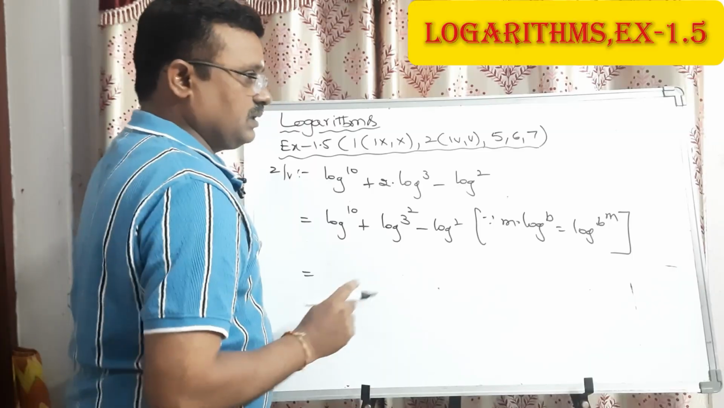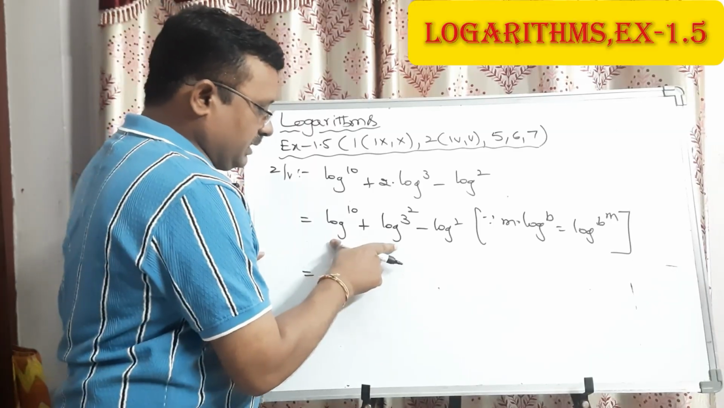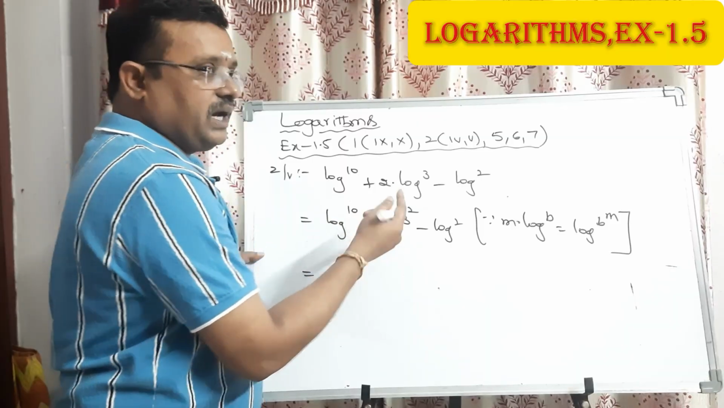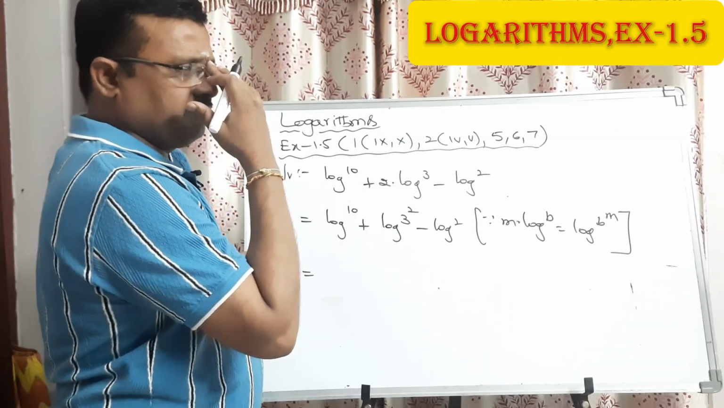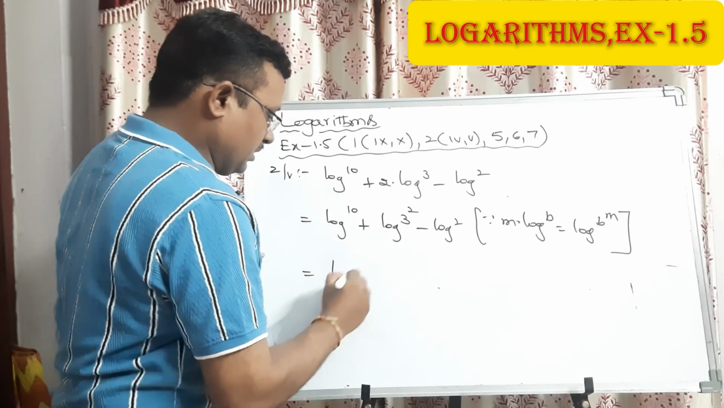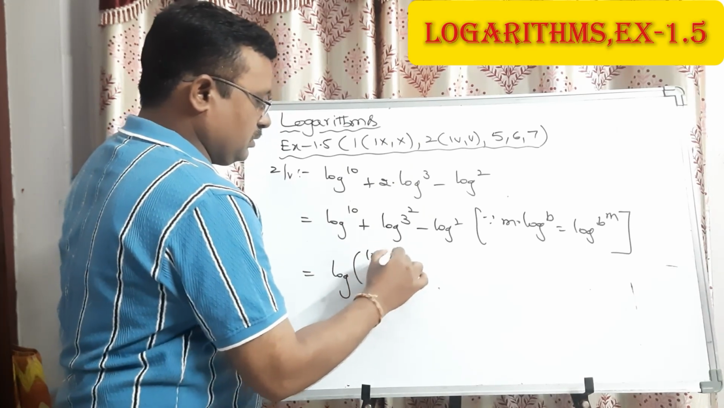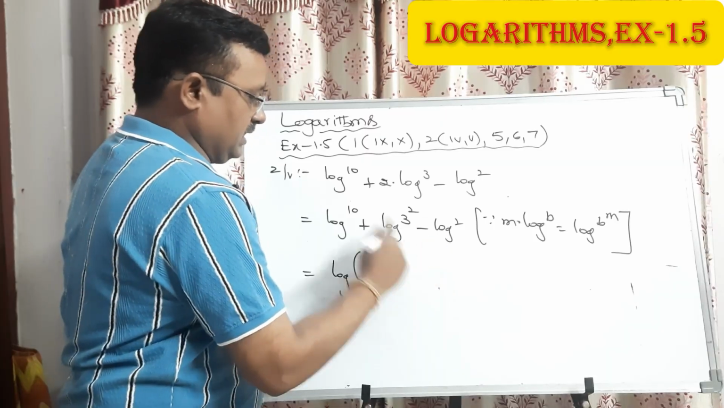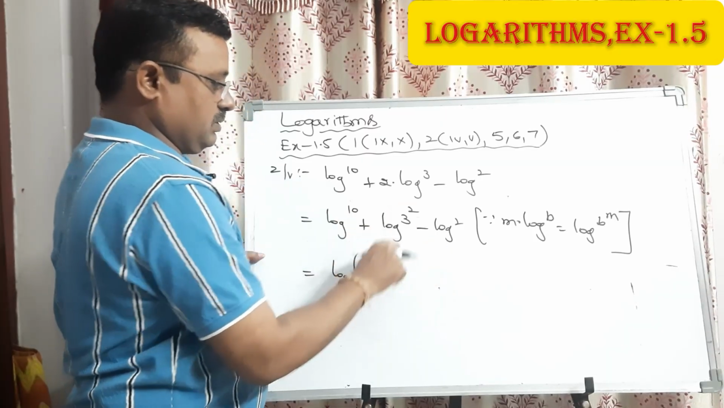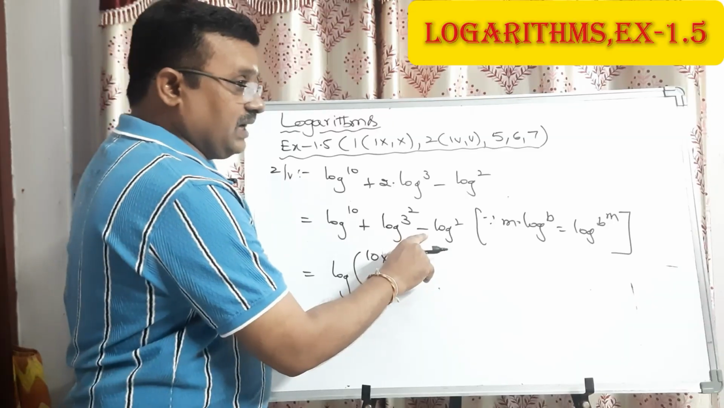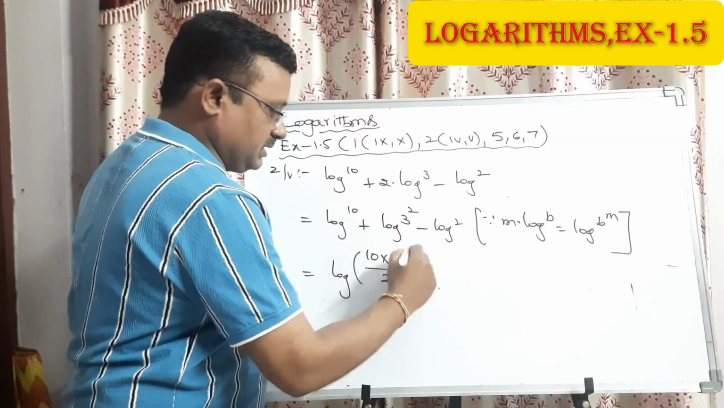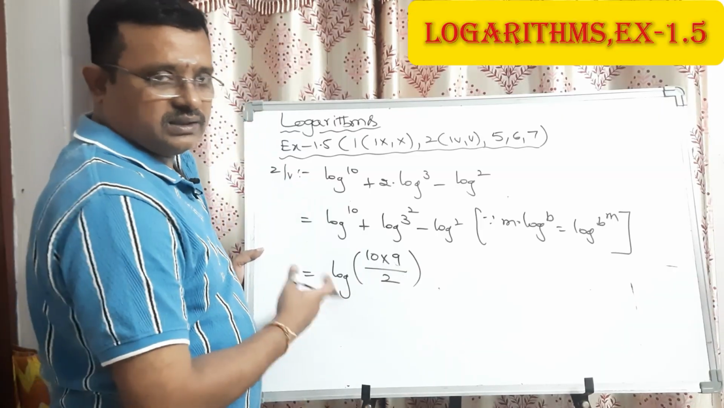Already I told you, when logarithmic terms have plus between them, the logarithmic numbers will have multiplication between them. So that is log 10 into 3 power 2, which is 9. When logarithmic terms have minus between them, that logarithmic number will come in the denominator. That is the formula.